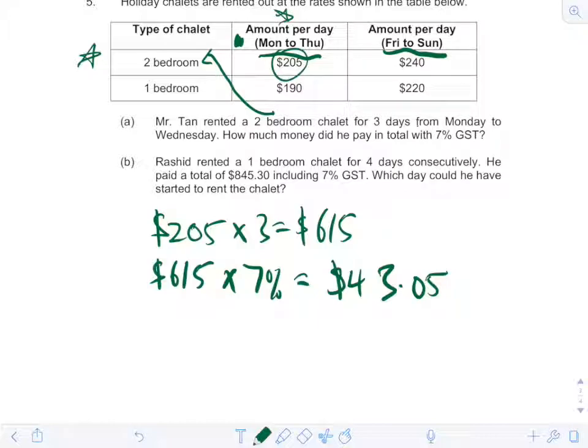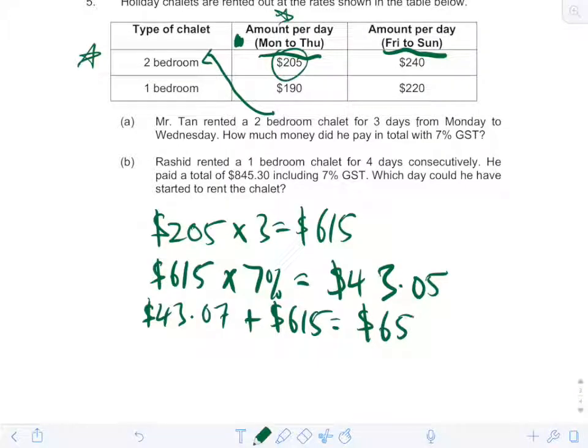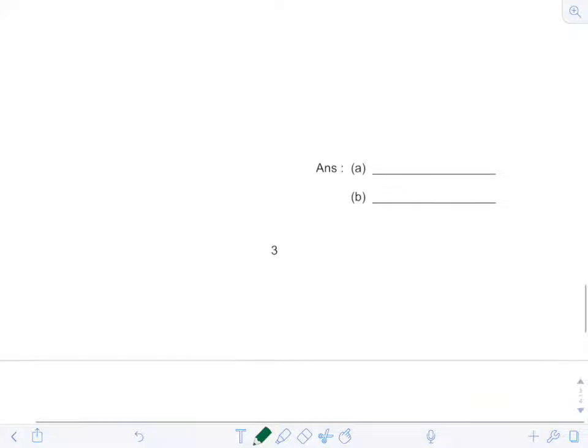Okay. Now we just add this in together with the 615. You'll get part A already. Okay, 7% GST plus original cost. $658.05. Okay.